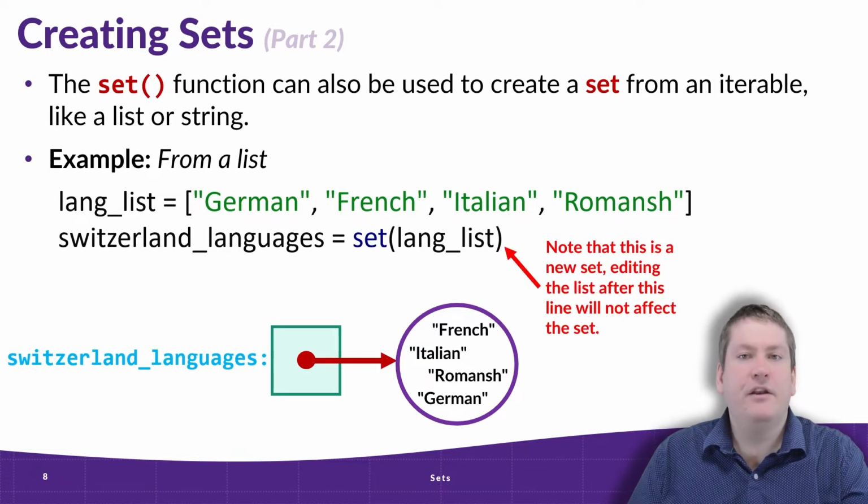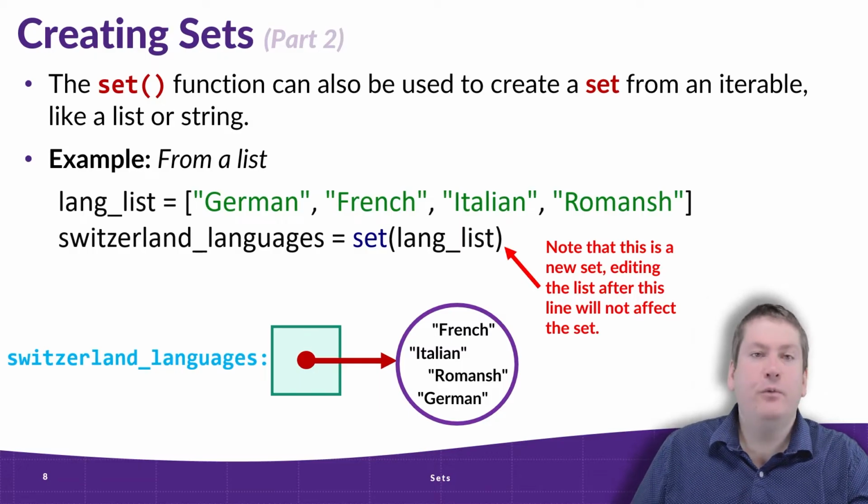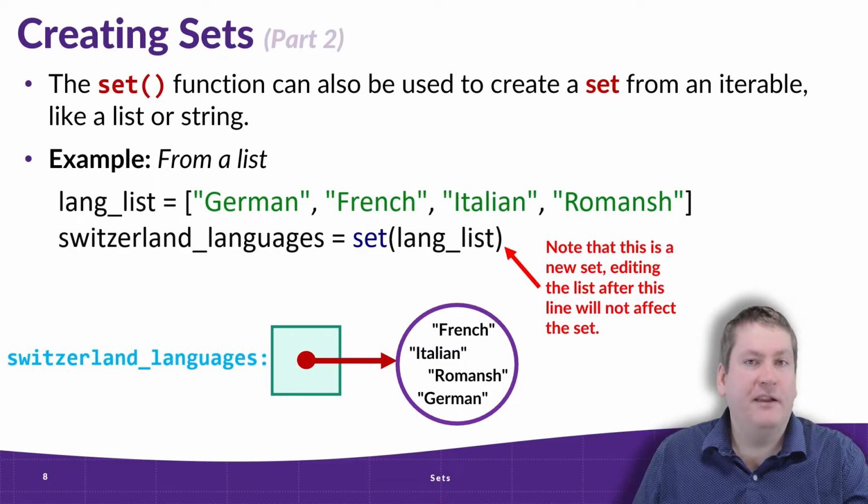Now, one important thing to note is that this is creating a new set object. It's in no way linked to the original list. So if we made changes to the original list, like we added a new value to lang list, like English, that would in no way change the set. The set is a new object that's completely independent from the list it was created from.